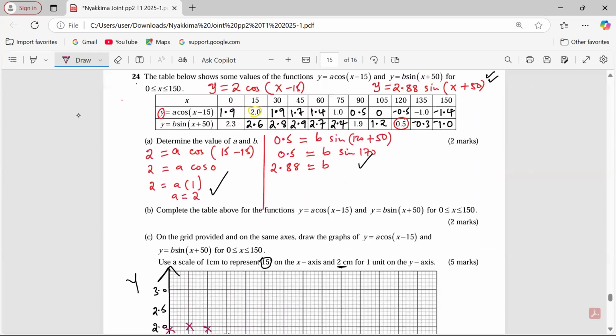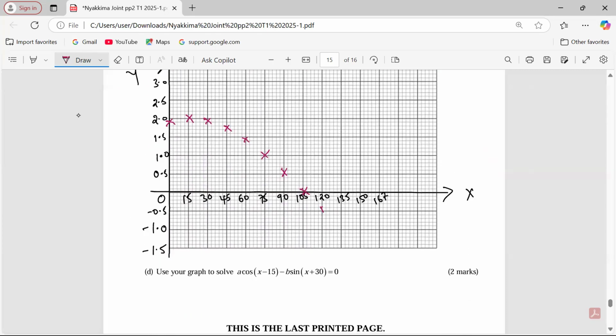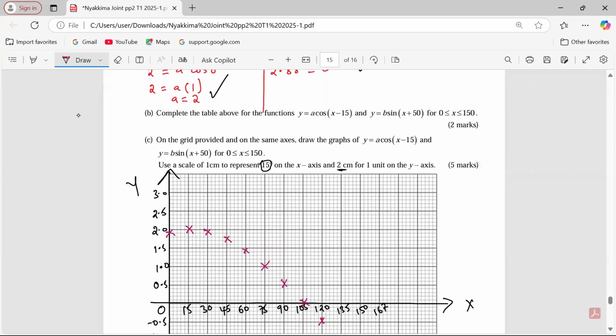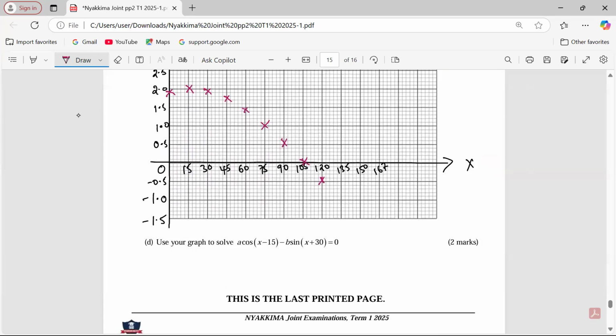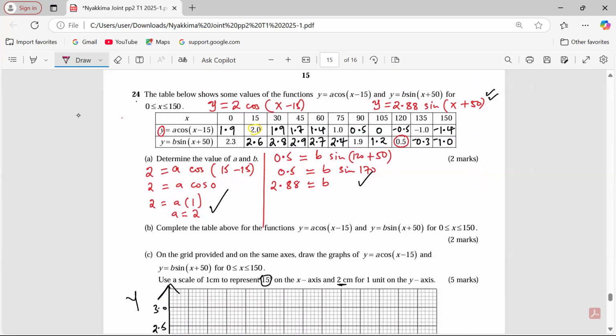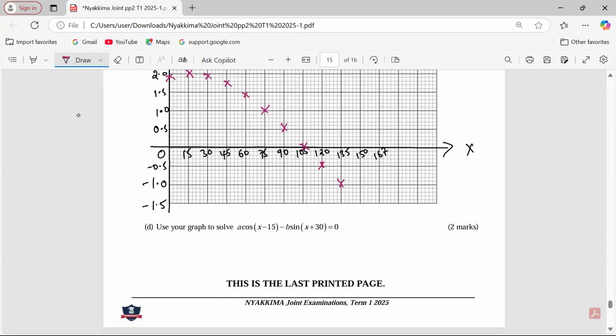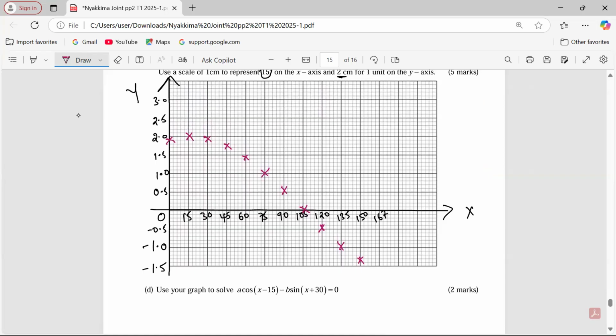At 120, we are having negative 0.5. So negative 0.5 shall be here. At 135, we are talking of negative 1. Then finally, at 150, we are talking about negative 1.4. So negative 1.4 shall be there. So this is the curve that we're supposed to come up with.